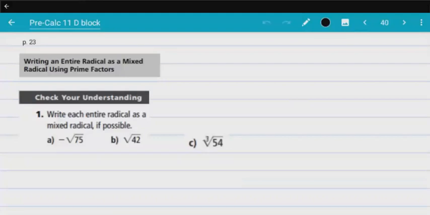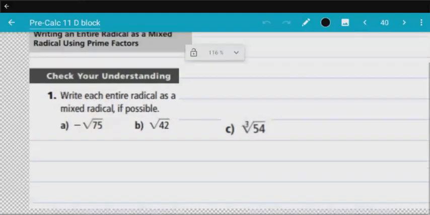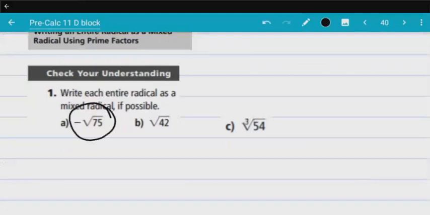Page 23, writing an entire radical as a mixed radical using prime factors. Well, I'll do it on my own way. The prime factor idea, you just take a look at the book. All I'm saying is this. Right now, you have an entire radical. You will write it as a mixed radical, meaning see if you can rewrite this with a number in front. Right now, there's none. There's only a sign, a negative sign.